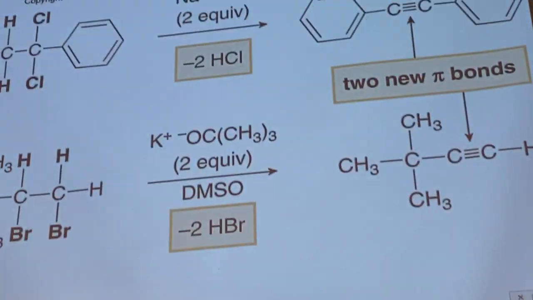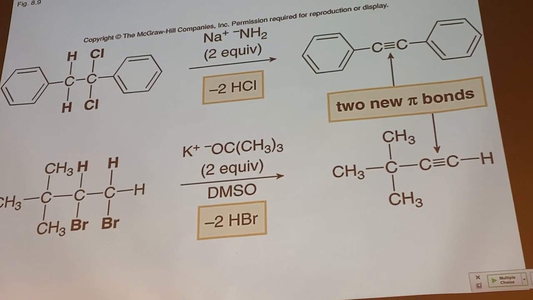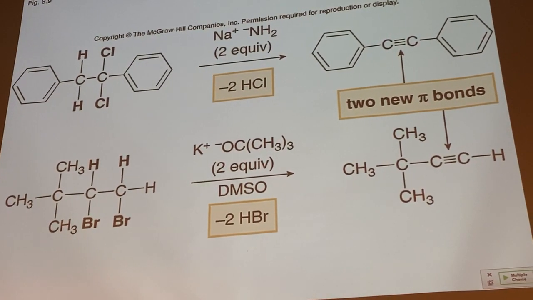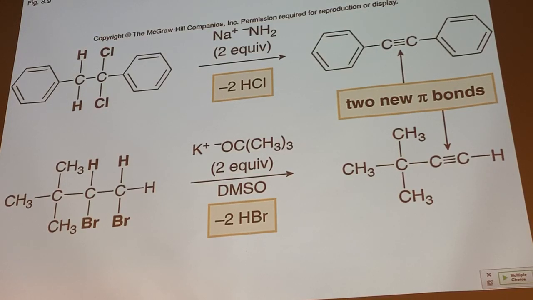So here are a couple of examples that the book shows us of this reaction. Two things you'll notice. Number one, 2 equivalents of the base are required for this reaction. So you have to specify 2 equivalents, meaning if you have 1 mole of your dihalide, you need 2 moles of your base in order for this reaction to occur. If you only had 1 equivalent of your base, what would your product be? It would be the vinyl halide, right? So if you didn't specify, we would assume that you were using 1 equivalent and you would only get the vinyl halide in that case.